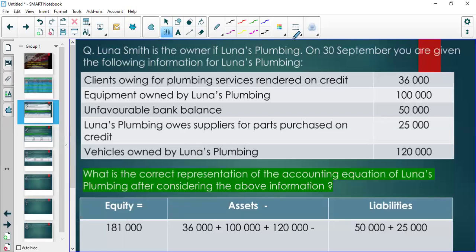These questions that we're going to discuss here are questions from previous assessments. All right, so you might find these questions exactly as they are in your assessment, because these are harvested from previous questions. Now, this question wants to test us if we can identify assets in a scenario. Are we able to identify assets? Are we able to identify equity? Are we able to identify liabilities?